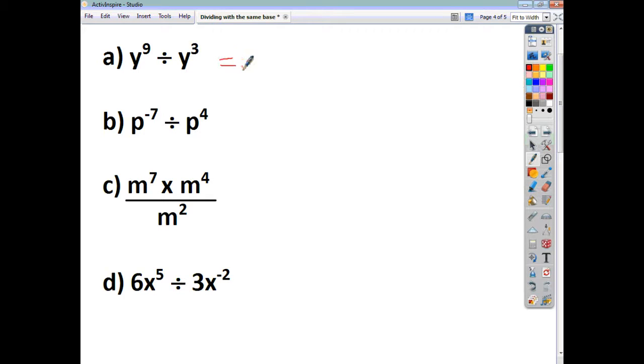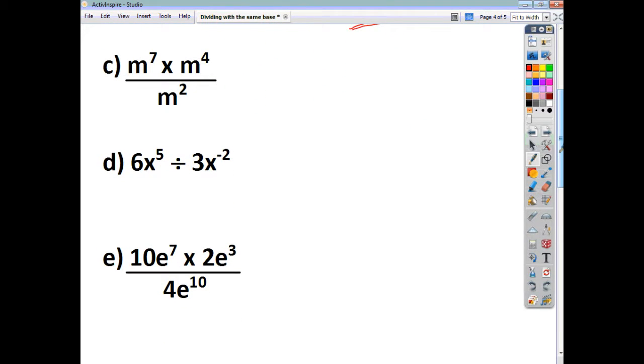Right then, so let's have a look at this. y to the power of 9 divided by y to the power of 3, that's going to be y to the power of 9 minus 3, which is 6. For this one, you're going to have p to the power of negative 7 minus 4, which is negative 11. Now we don't leave our answer like that, so we'll move the base and power downstairs, so we'll leave 1 on top and p to the power of 11 on the bottom. Okay, for this one, we'll use the multiplication rule first of all to give us m to the power of 11 on the top. m squared is on the bottom, so we just work out the difference between the powers and you end up with m to the power of 9.